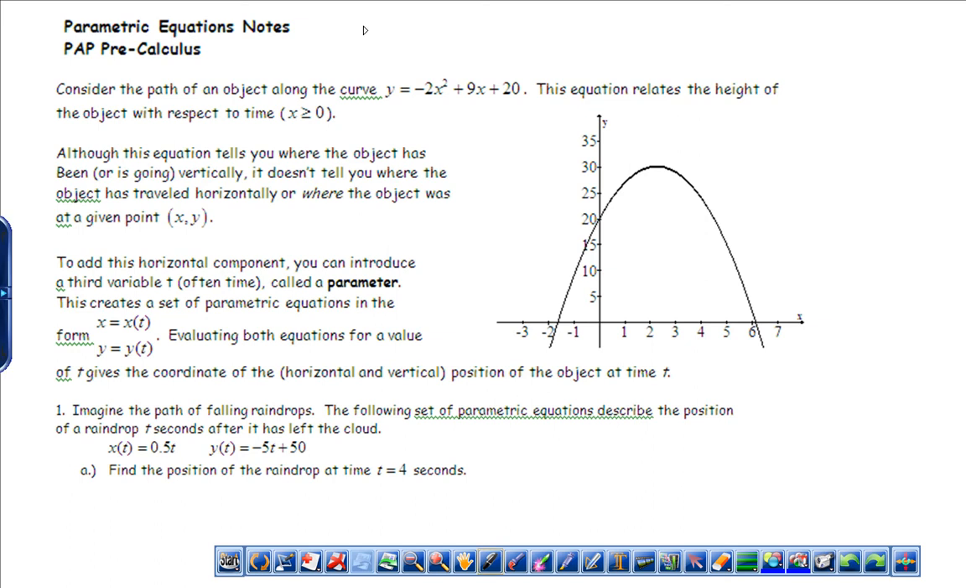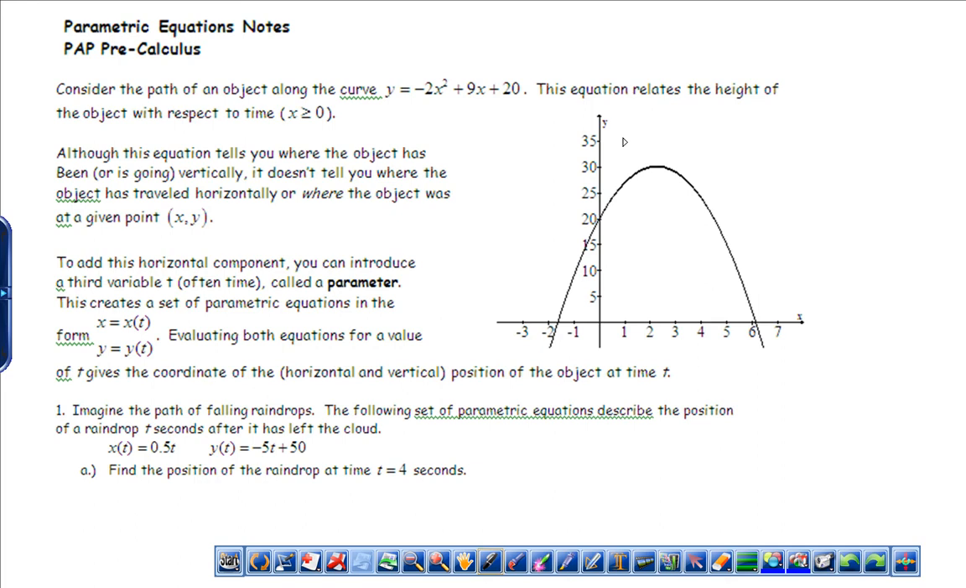This parametric equation notes, it says consider the path of an object along the curve y equals negative 2x squared plus 9x plus 20. This equation relates the height of an object with respect to time, where x is greater than or equal to 0. If you notice, it looks like a quadratic equation, a parabola upside down.